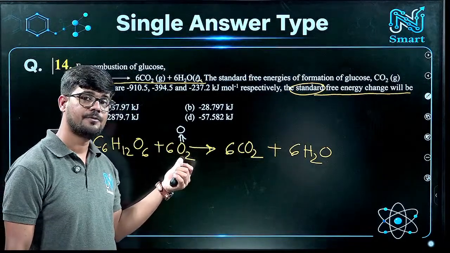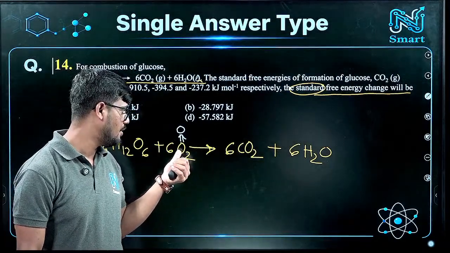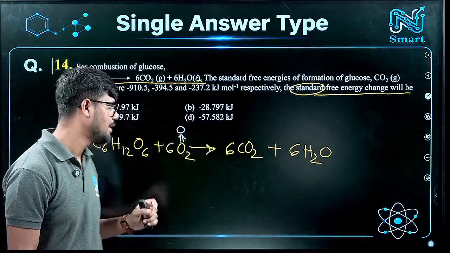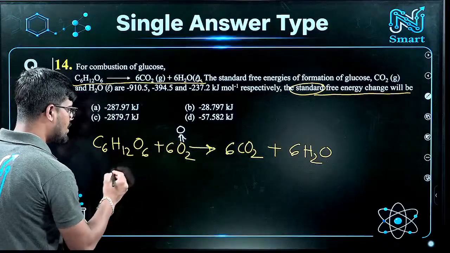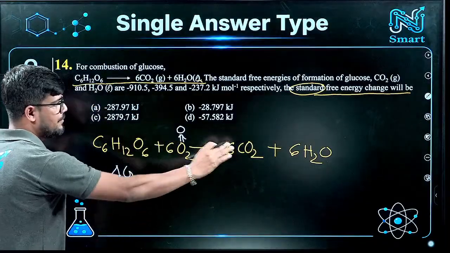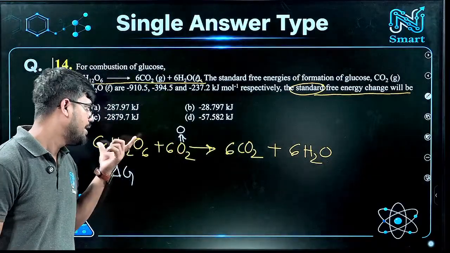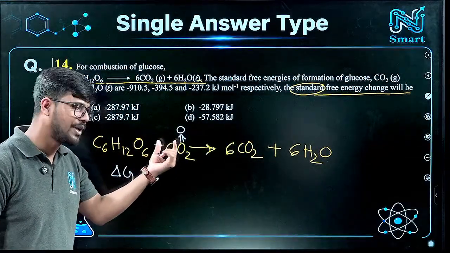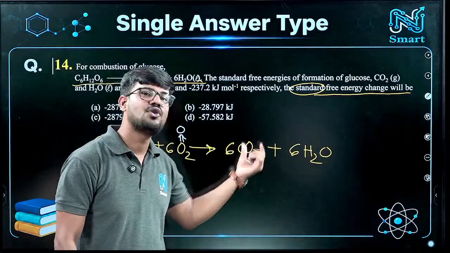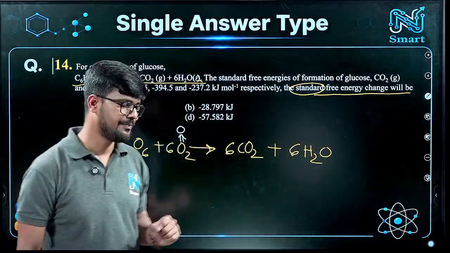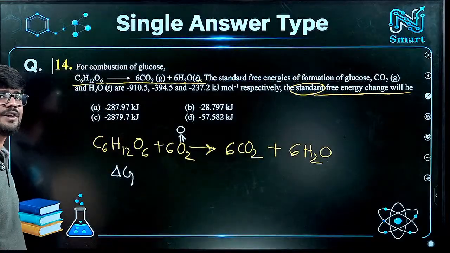The Gibbs free energy of O2 formation will be considered as 0. Now how to find this? This is a combustion reaction, because in a combustion reaction we always know that a substance reacts with oxygen, produces CO2 or H2O or both, plus a lot of energy is generated. That is the definition of a combustion reaction.